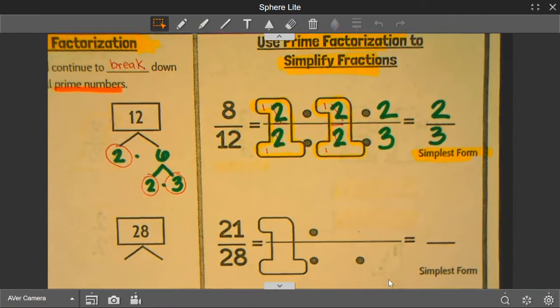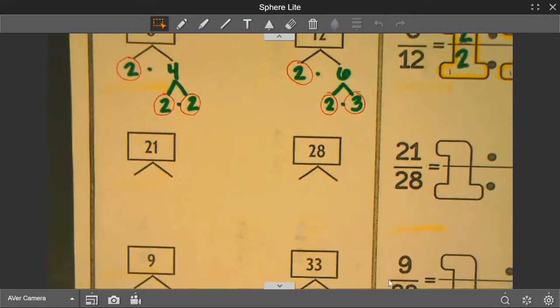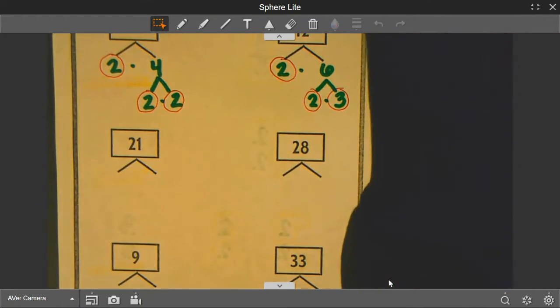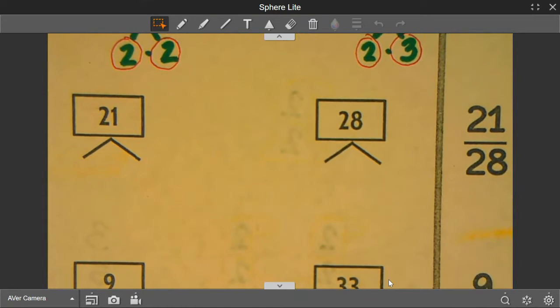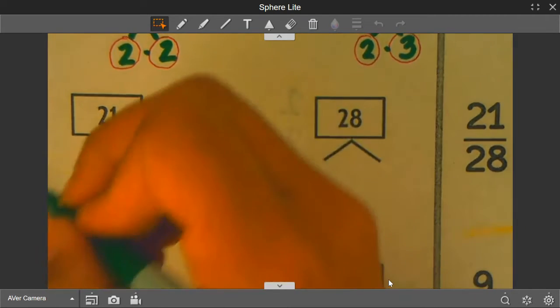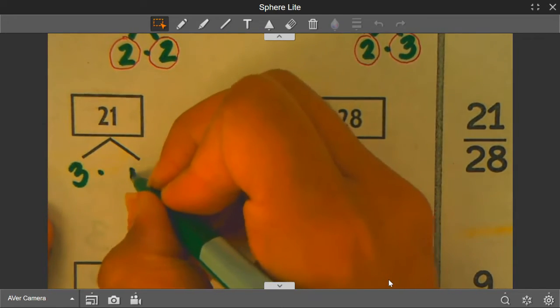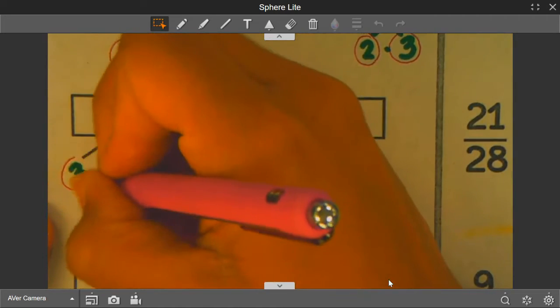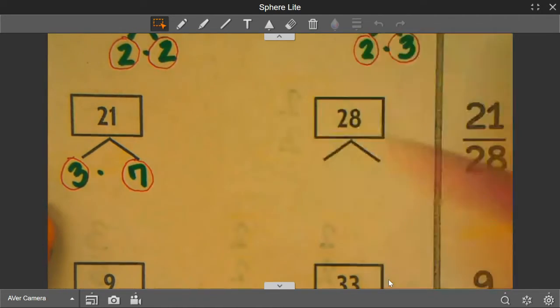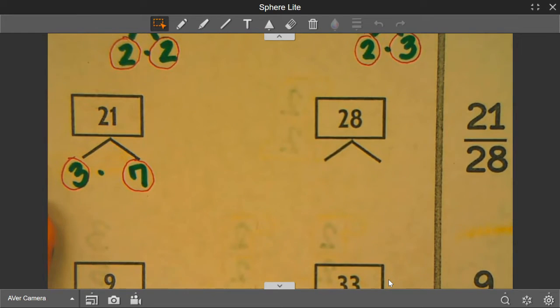Okay, let's go ahead and do the next one. So let's prime factorize 21. So give me any factors. Good, that works. 3 times 7. Oh, that was fast. 3 is prime. 7 is prime. So I'm done with factorizing 21.